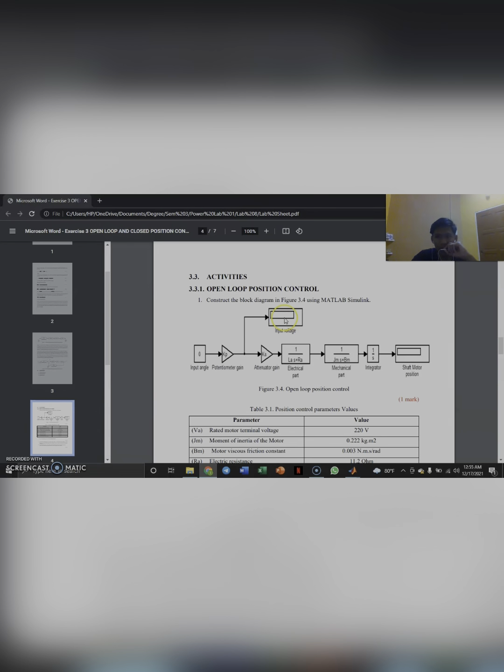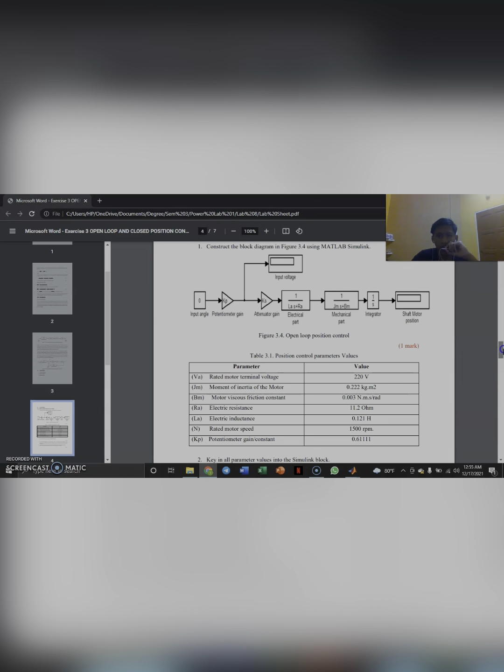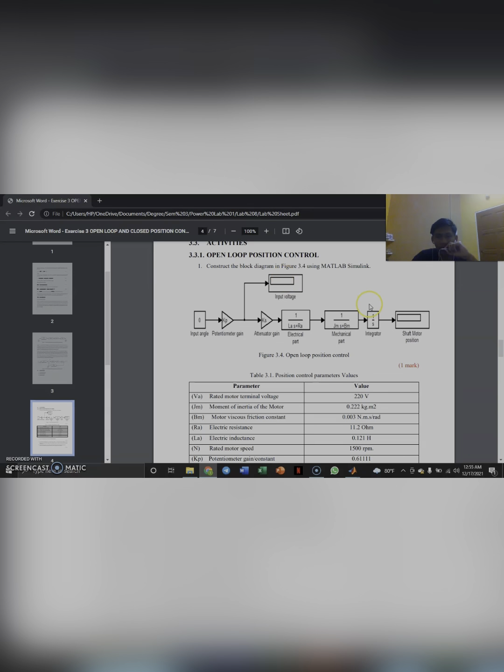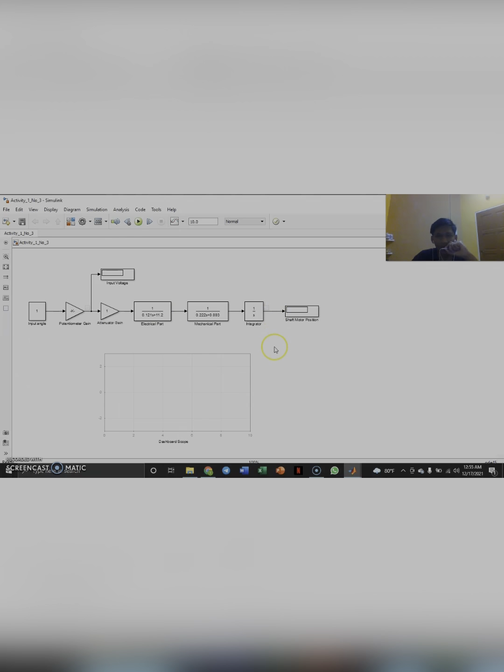I will conduct activity 3.1 for lab 8. So, let's see the instruction. This is the open loop position control. The first task is we need to construct the block diagram. I already constructed it. It will be like this.